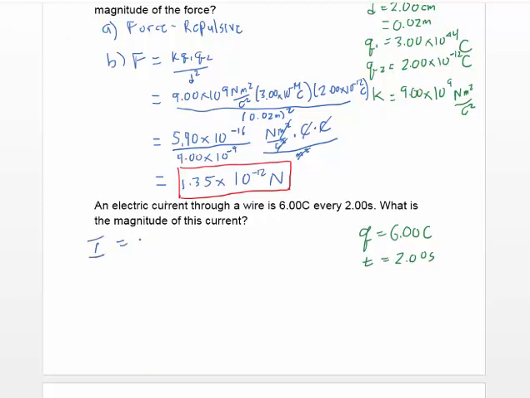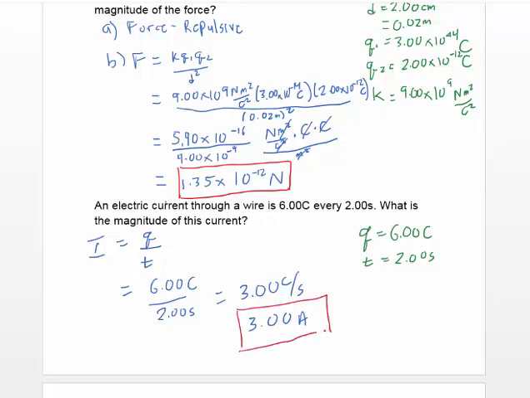Now, we're looking for the current, and from our text we know that the current, I, is equal to Q, the charge, divided by the time. So the amount of current is just the amount of charge divided by the time. In this case, that is 6 coulombs divided by 2 seconds, or 3 coulombs per second, which we know is 3 amperes. So the current would be 3 amps for this situation. That would be our answer in this case.